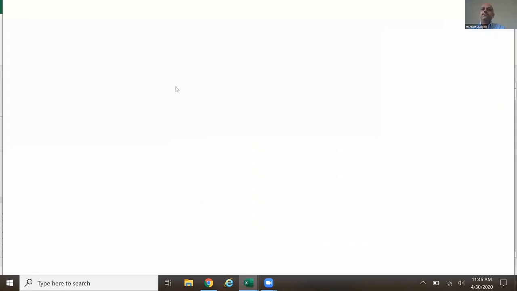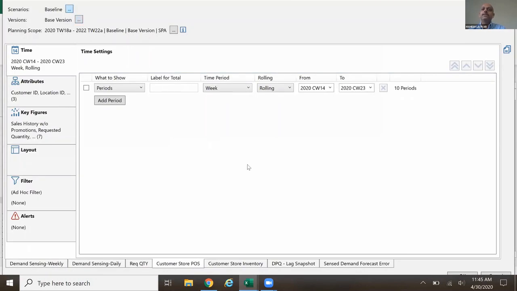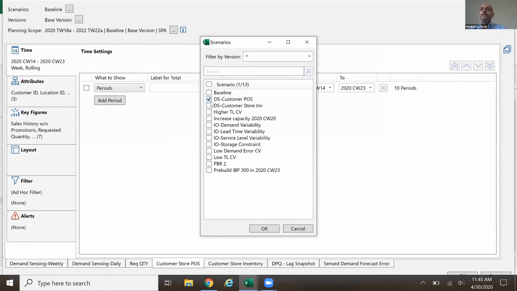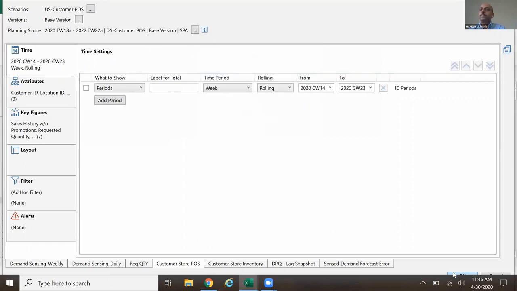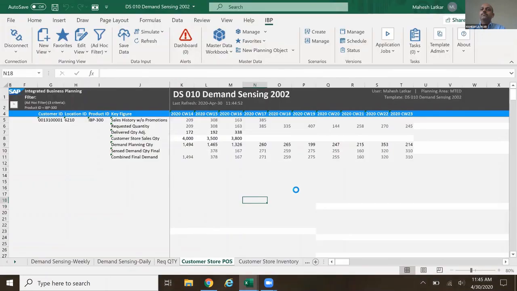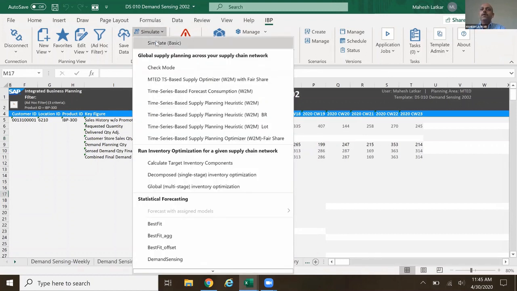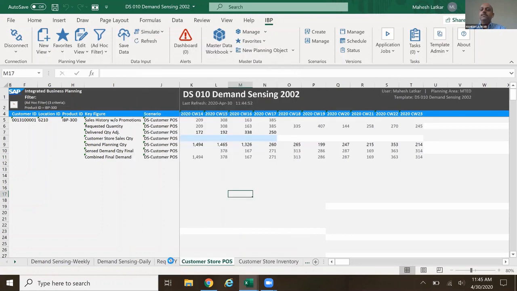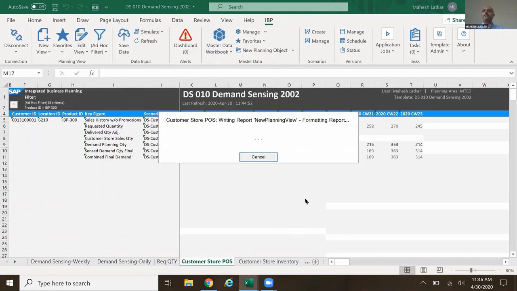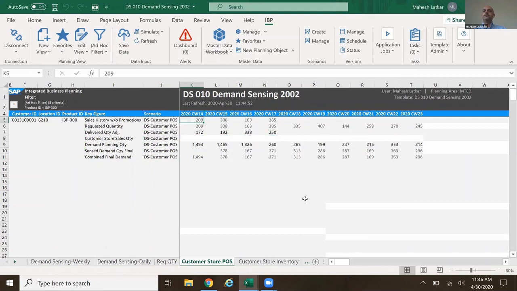Here we can do the simulation. For that, I need to select the scenario I created already, which is customer point of sales. So this is my customer point of sales, and what I'll do is remove these quantities from here, and we will see by doing simulation how it impacts the demand sensing output. Okay, so there are slight changes in this forecast final output.